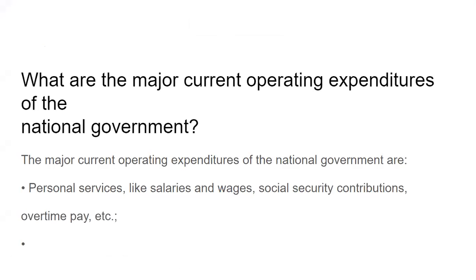Now, what are the major current operating expenditures of the national government? The major operating expenditures of the national government are personal services, which are payment of the salaries, wages, social security contributions, overtime payment, and etc. By the way, in government, they are prohibited from rendering overtime work, generally, but there are exemptions, where sometimes they ask permission from the Commission on Audit.